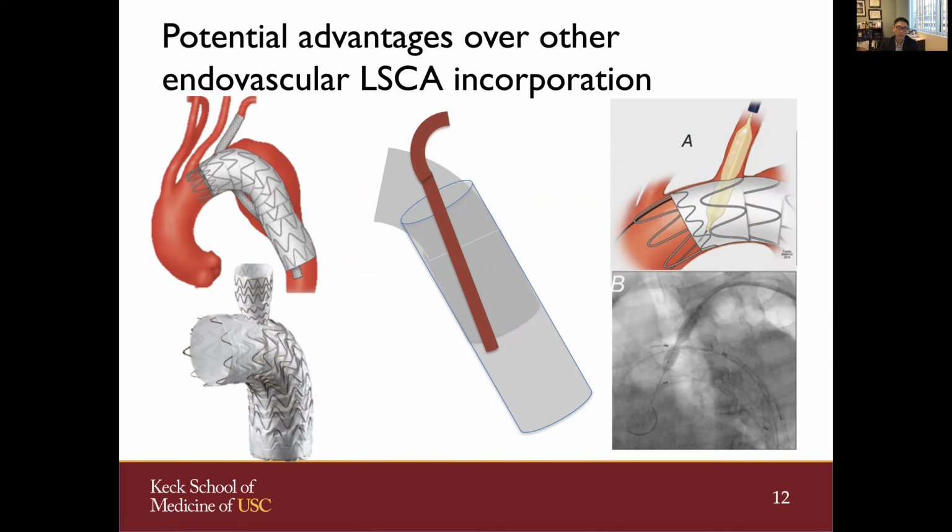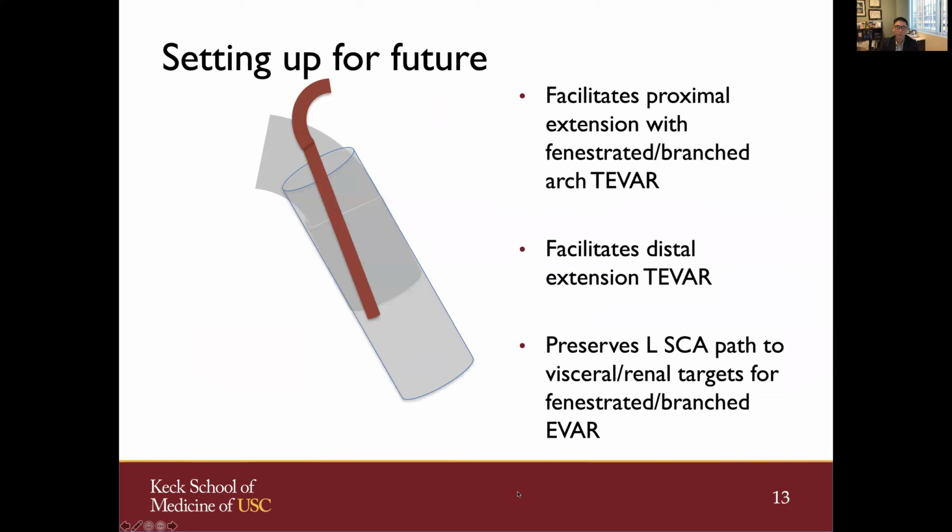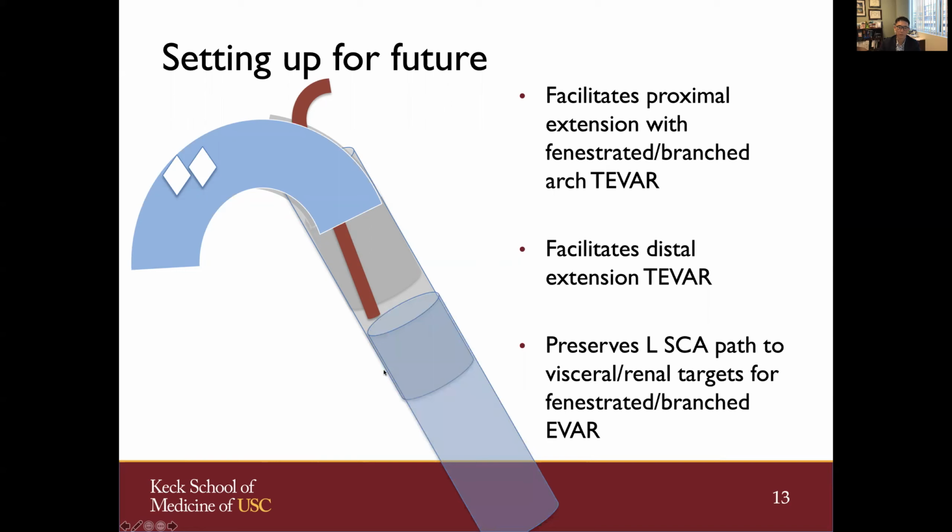Compared to alternatives like branch grafts or in situ fenestrations that I'll be going over, it sets up for the future. If the patient needs a future proximal extension with a branch fenestrated arch graft, now you have the proximal seal zone all the way down to the inlet of the sandwich periscope bridging stent. So you can put in a dual branch into the ascending aorta in the future. If the patient needs a distal extension, you can simply do that with a TEVAR piece by using the distal seal zone that is preserved.